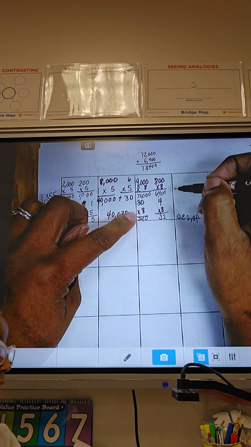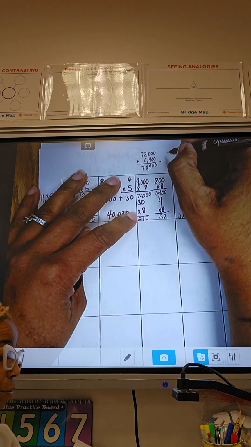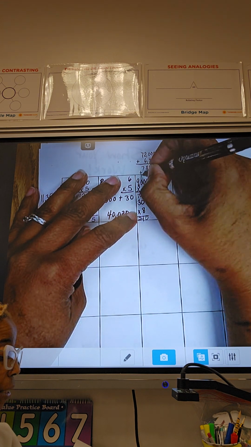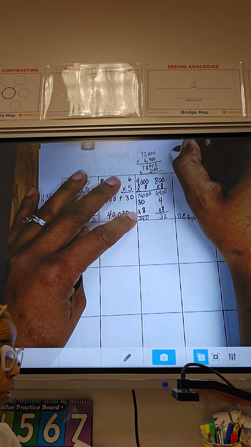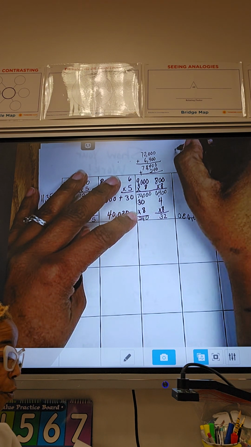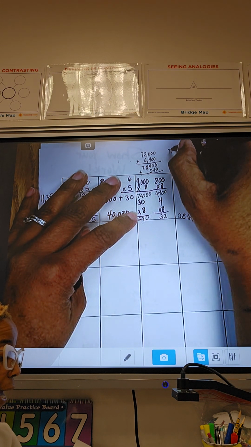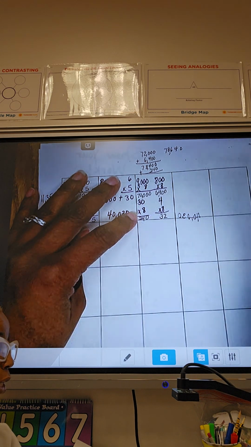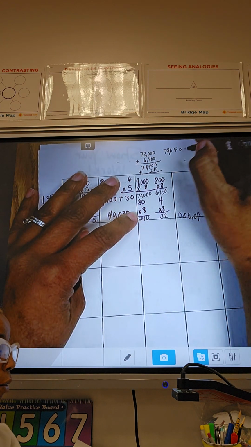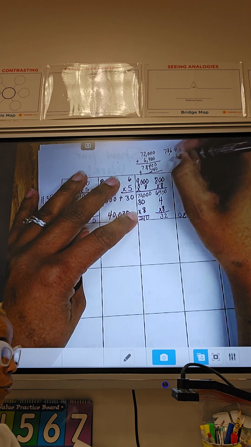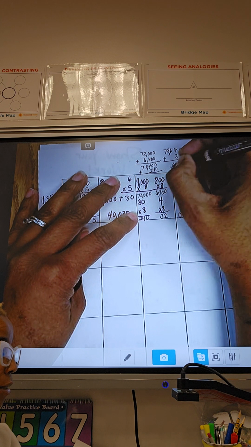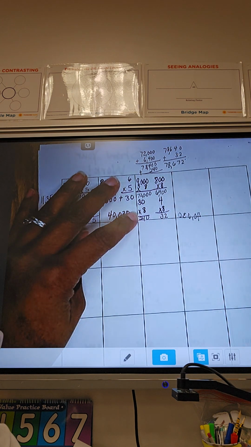Okay, and then you're adding 240 plus 240. Might need more paper, like I said, which is fine. 0, 4, 6, 8, and 7. So 78,640 plus 32. So our answer is 78,672.